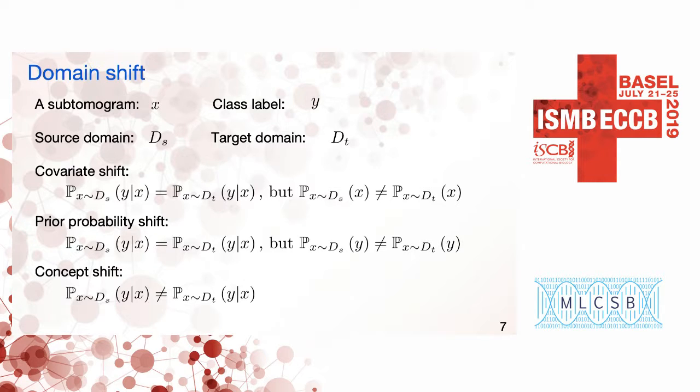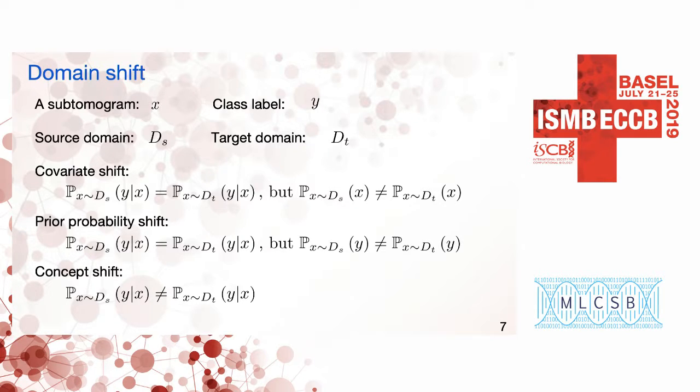Formally, there are three types of domain shift. The first one is covariate shift. It's a case when the conditional probability of the class label given the subtomogram data remains, but the covariate, or feature distribution, of the subtomogram data changed. The second one is prior probability shift. It's a case when the prior probability of the class label changes. For example, maybe 10% of the subtomograms in the source domain belong to class 1, whereas 80% of the subtomograms in the target domain belong to class 1.